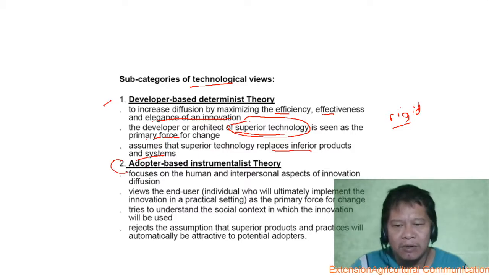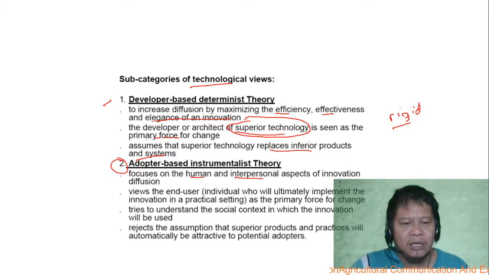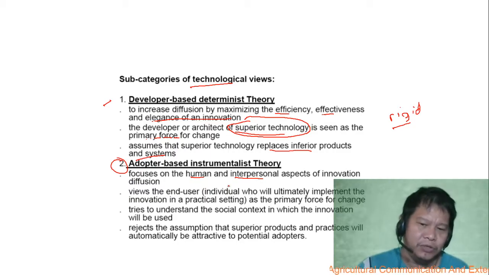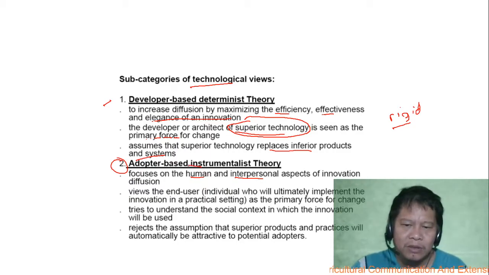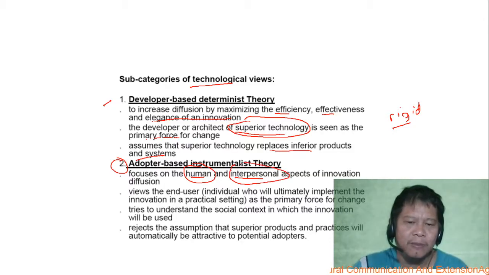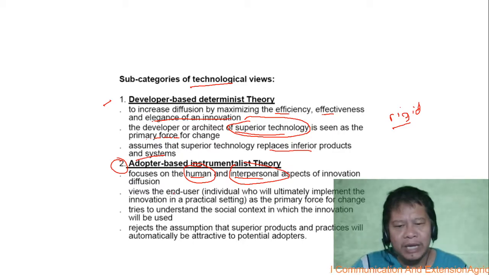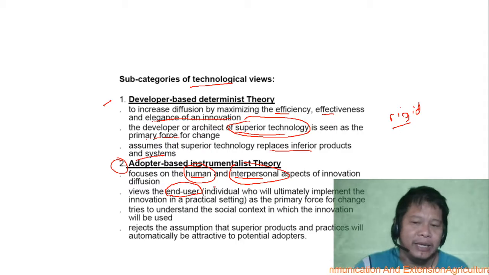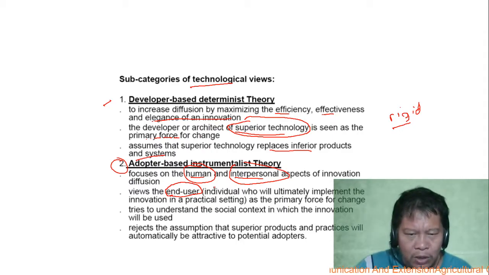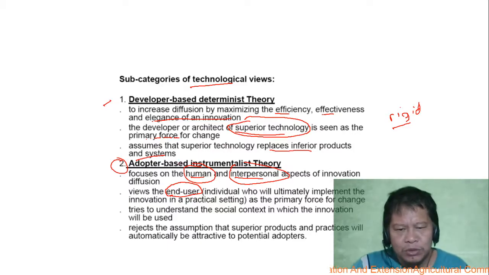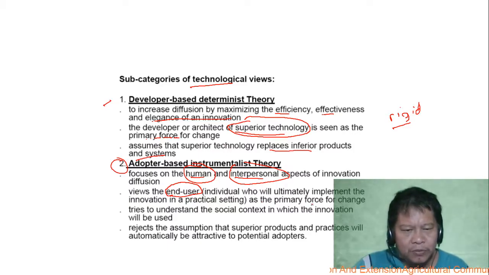Ganahan ko ani, no? So adapter-based instrumentalist theory focuses on the human and interpersonal aspects of innovation diffusion. So look at the human in general and look at individual aspects, no? And also views the end user, be it an individual who will ultimately implement the innovation in a practical setting, no? Views the end user as the primary force for change. Okay?